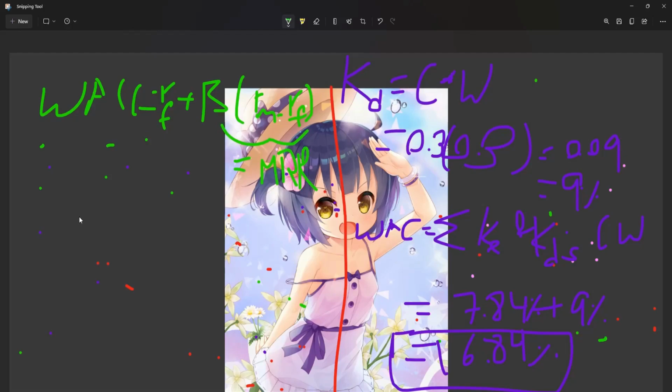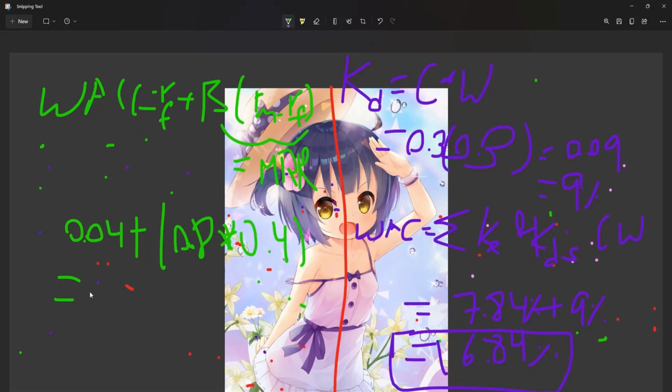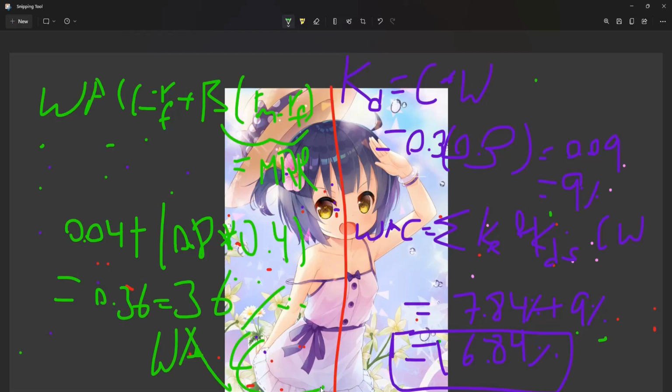Therefore, the treasury bill rate is 0.04 plus the beta, which in this case has already been given to us, is 0.8, multiplied by the market risk premium, which is expected to be 40%, so 0.4. If you plug this into your calculator, you should get 0.36, which equals 36%. And that is your WACC, your weighted average cost of capital.